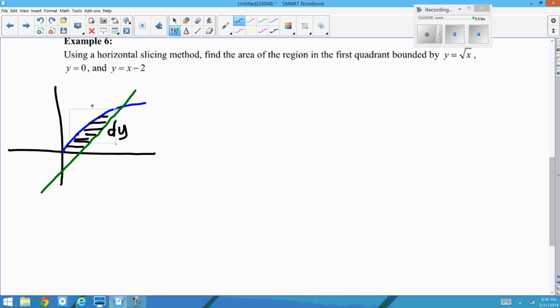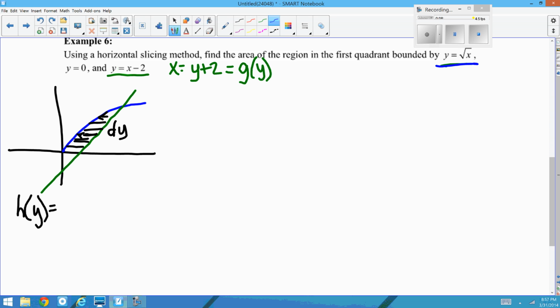So to find my height this time, I need to go this way. So I'm going to have to do this green function. This time my height is a function of y. My green function, I get to turn this into something in terms of y. So instead of having y equals this, if I solve this for x, I get y plus 2. I'm going to call this g of y. If I solve this part for x, I'm going to get y squared equals x, and I'm going to call that f of y.